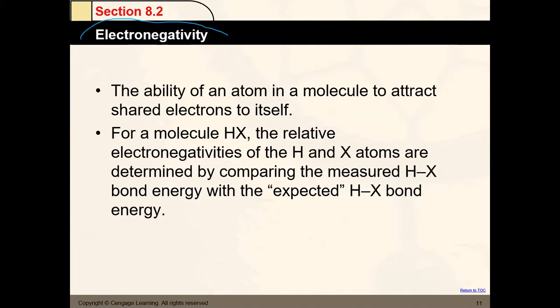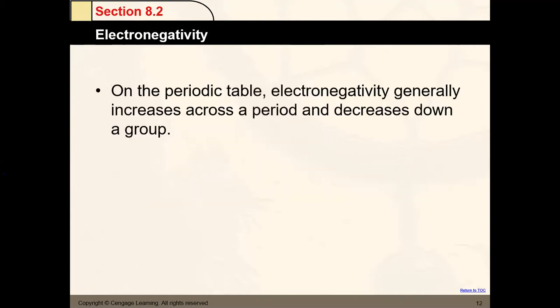The questions. Electronegativity, that's the property I was telling you. How can I predict which one gets the delta plus, which one gets the delta minus? So electronegativity is defined as the ability, it's a property, okay? It's the ability of an atom in a molecule to attract shared electrons to itself. That means that if I have electrons nearby, and I'm electronegative, then I will be able to drag those electrons closer to me. Right? For a molecule HX, the relative electronegativities of H and X are determined by comparing the measures of the bond energy. And so there is a scale.